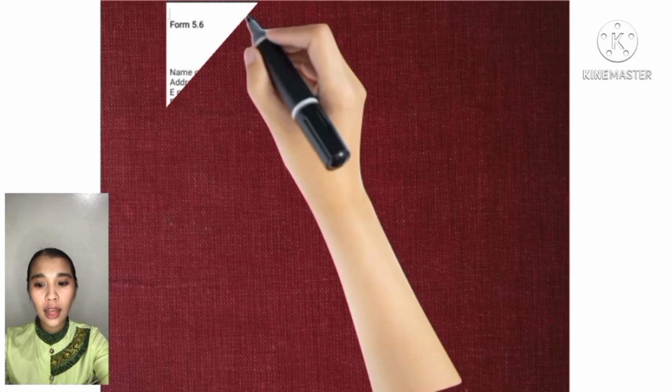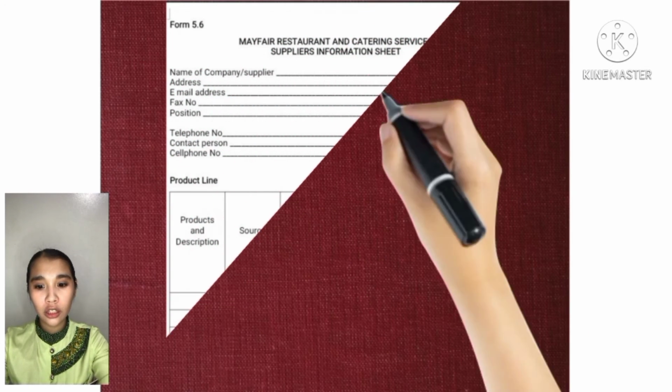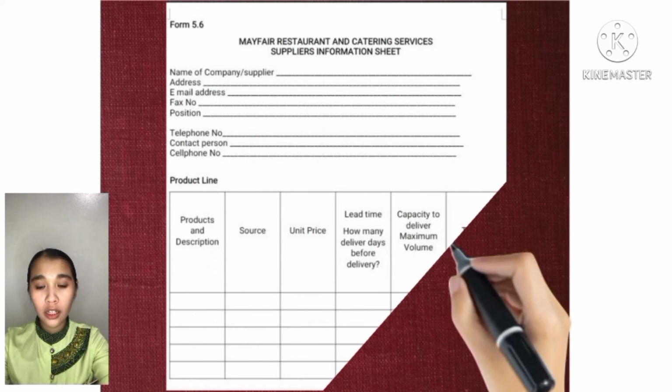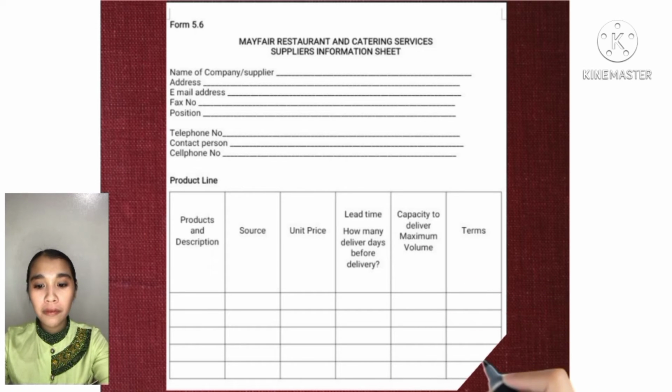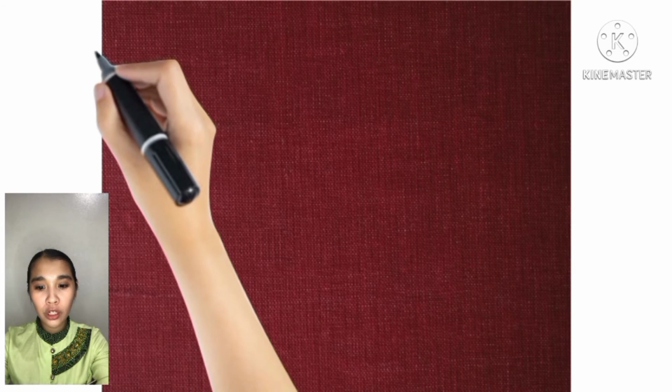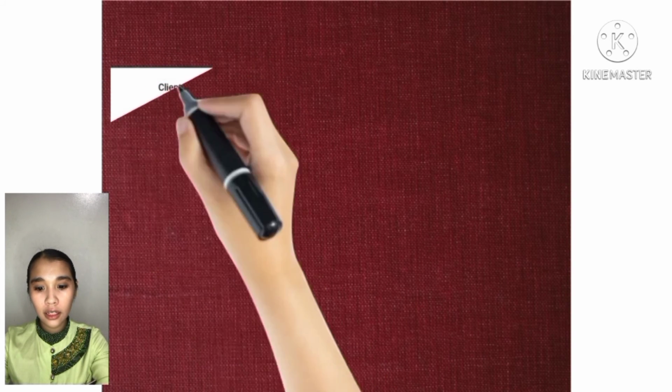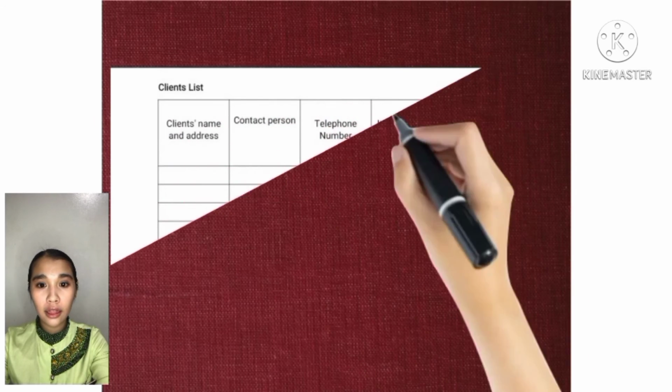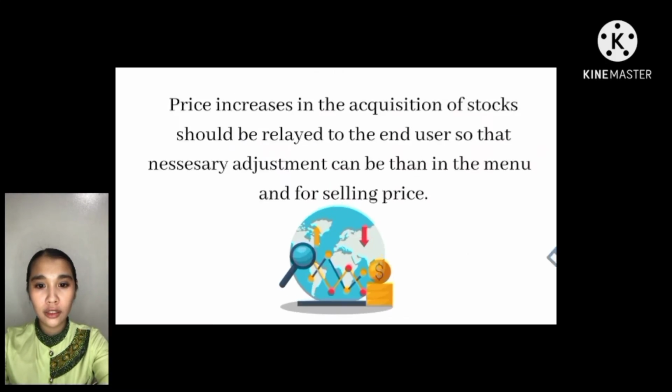As you can see, the supplier information sheet contains the name of company, supplier, address, email address, fax number, position, telephone number, contact person, cell phone number. Then it includes in the supplier information sheet the product line, the client list, and their other information.